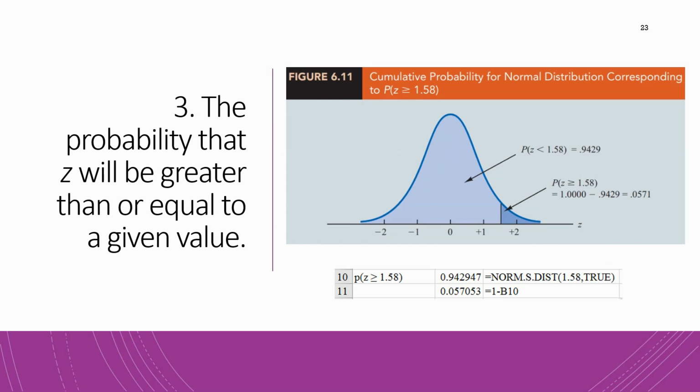Let's look at the third one. I think we're on a roll here. Let's say we want the probability that z will be greater than or equal to a value. So now we want this tail part up here. Remember, the area under the entire curve is equal to 1. So what we could do is find the probability up until this value, find this whole light shaded area, and subtract it from 1, and we'd be left over with this little region right here. So that's exactly what we can do. Let's assume we're looking for the probability that z will be greater than or equal to 1.58.